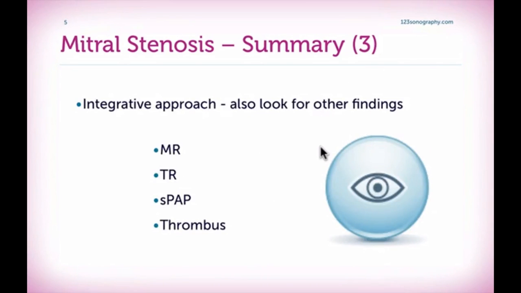When you quantify mitral stenosis, use an integrative approach and also look for other findings which include mitral regurgitation, tricuspid regurgitation, systolic pulmonary artery pressure, and the presence of thrombi, which are very frequently found in patients with mitral stenosis.